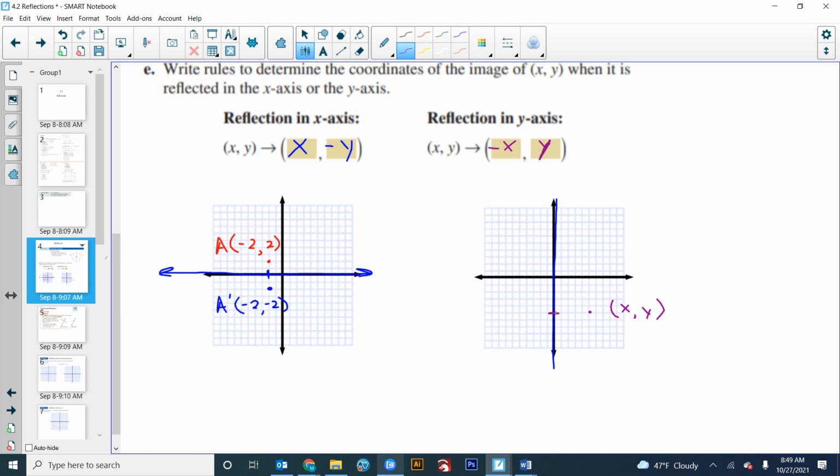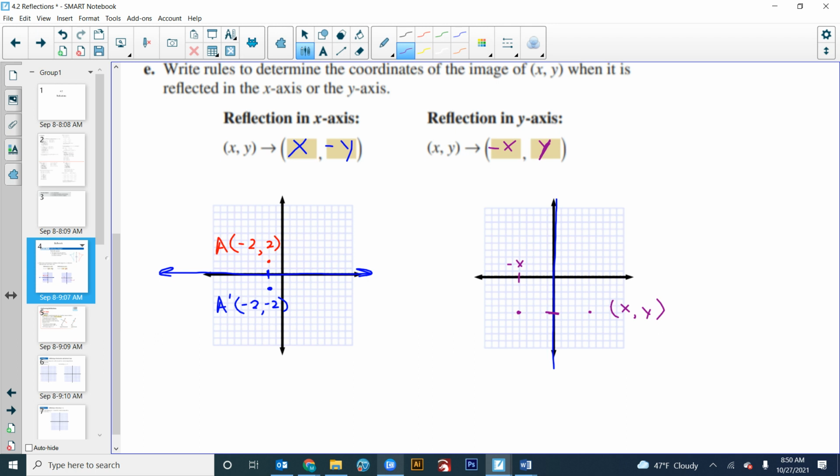So here's the y value. It's going to be the opposite x. So it was over from the y-axis 1, 2, 3, 4, 5. In general, x. Now it's -1, 2, 3, 4, 5. -x. Same y. Make sense?